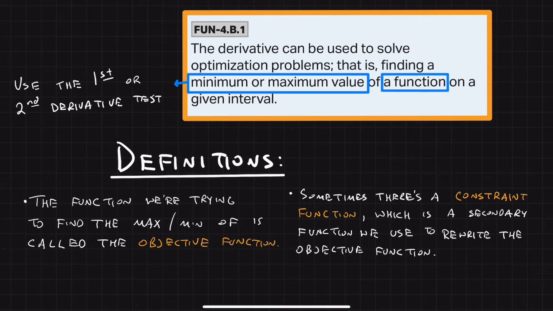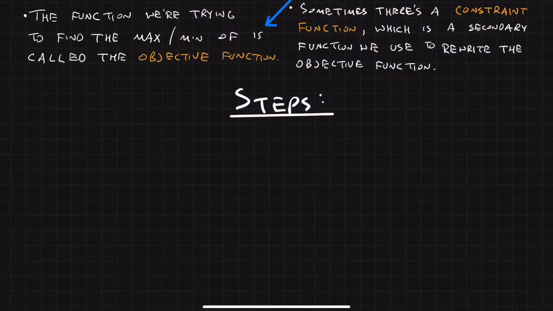And then the College Board standard, when they mention the function that you're trying to maximize or minimize over an interval, that is the objective function that they're talking about. Now, let's look at some general steps on how to solve an optimization problem.